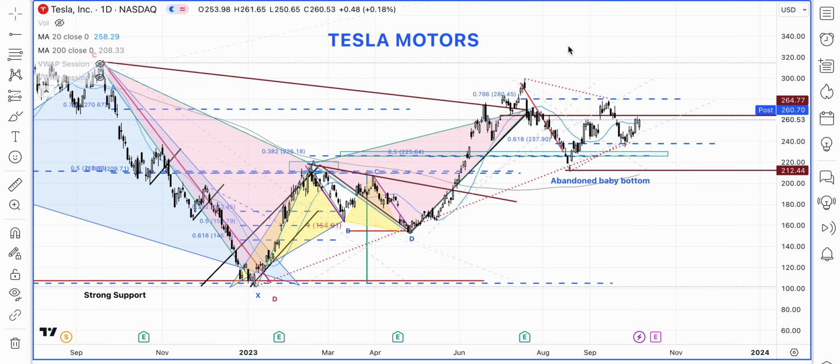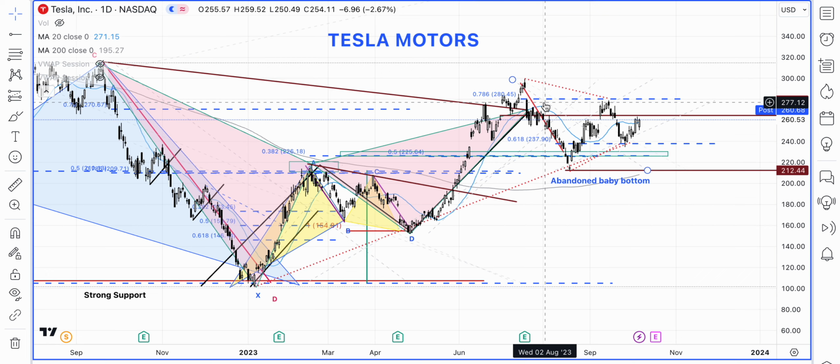So we are taking a look at the daily chart of Tesla Motors, and if you have been following our channel for some time, you'll know that the key pattern formation we were looking for was right here when we had this abandoned baby bottom formed. We were initially looking for a level around 225. The market did go a little bit below that, but the following day we have this nice abandoned baby bottom pattern formation that took place, and then we have this nice rising trend line here as well.